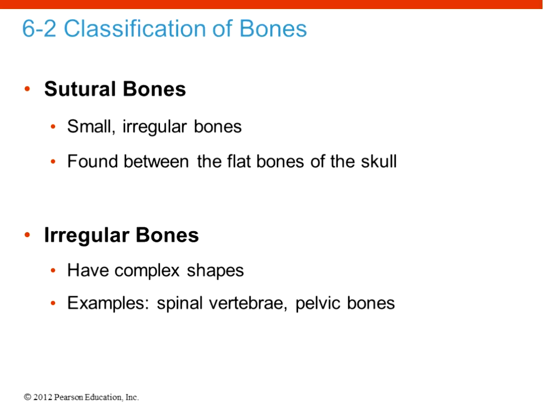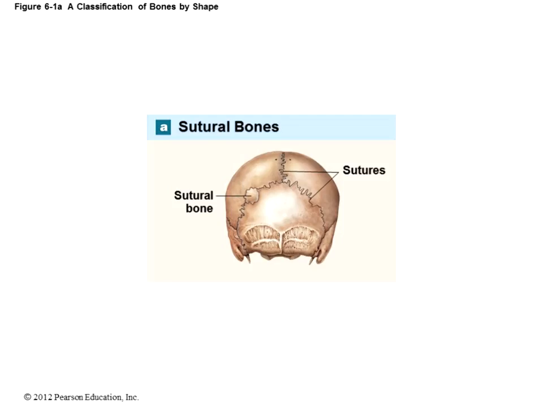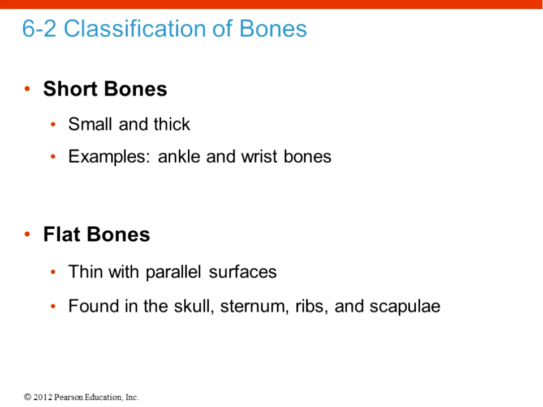So sutural bones are small or irregular bones that are found on a suture line, for instance. So between the flat bones of the skull, when you do the skull, you'll be able to find a sutural bone, also referred to as a wormian bone. Irregular bones are bones, just like the name indicates, that they're not regular, right? They have more complex types of shapes, like the pelvic bone or your vertebrae. These are very unique structures. So you can see a sutural bone right here along a suture line, right? And then an irregular bone, like a vertebra, right? So there's nothing very typical about that. It's a very unique organization.